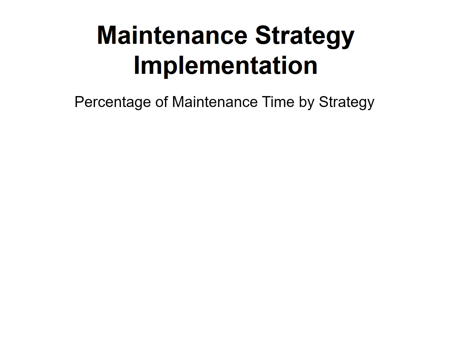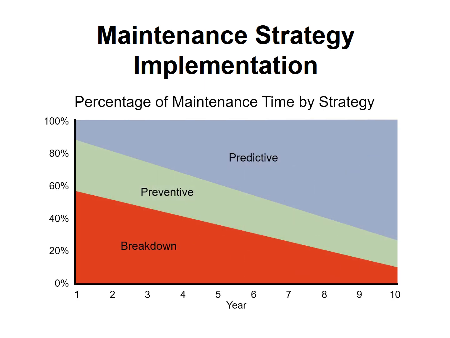Maintenance strategy implementation, the percentage of maintenance time by strategy. If you look, you see that about 90 to 100% of predictive maintenance helps your machine last much longer, up to 10 years. Preventive, which is only about 60 to 80% of the cost and time, will help you last almost as long. But if you wait till it breaks down, which is under 60%, your machine is going to break down a lot sooner.